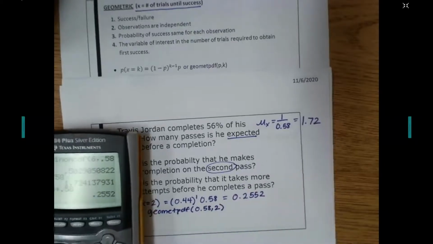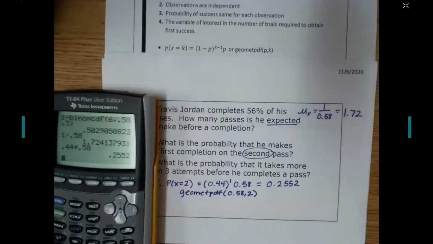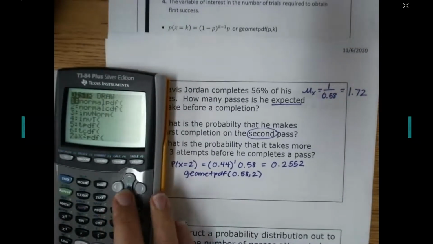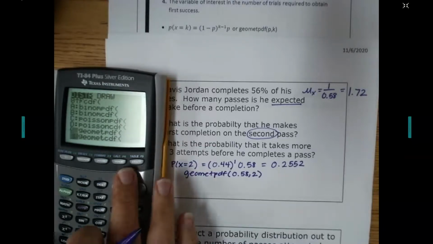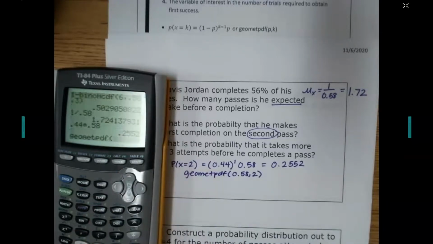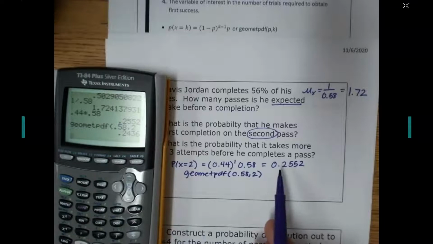So geometric PDF and CDF are in the same place as the binomial. You go to second bars, but it's all the way at the bottom, so you gotta scroll a little further. Okay, so geometric PDF, and all I can input is just p and k. So just probability of success, and see, it's very close to what we did by hand.